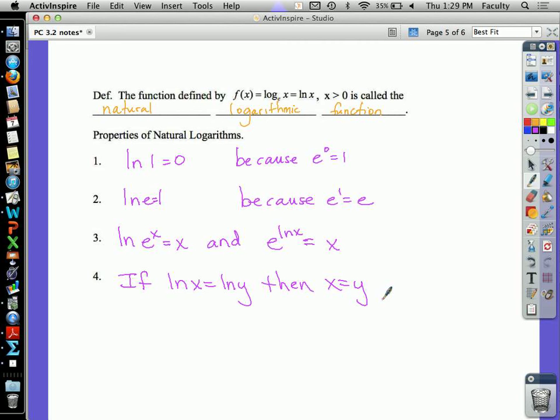All right, try example 6 on your own. I'll give you a head start. It says use the properties of natural logarithms to simplify each expression. You should not be using a calculator.